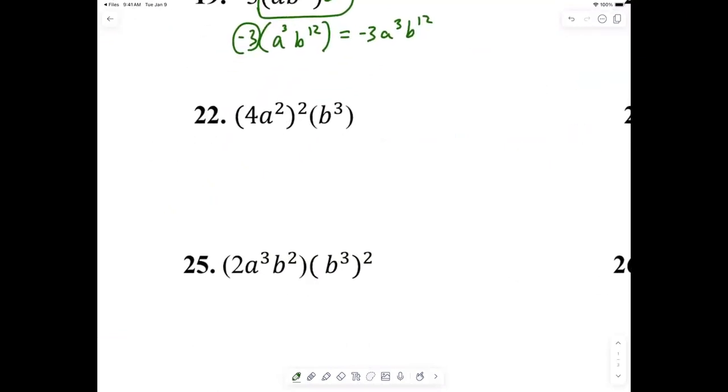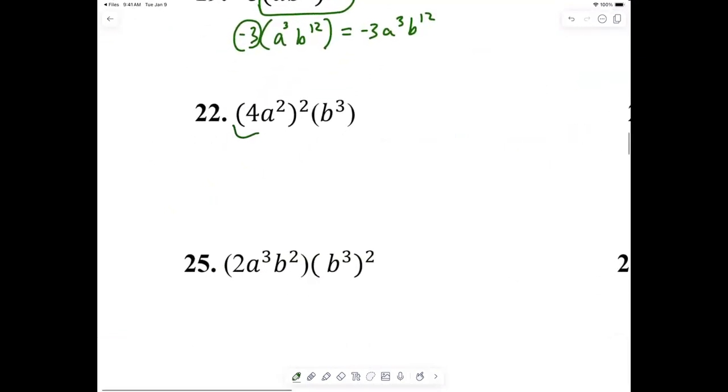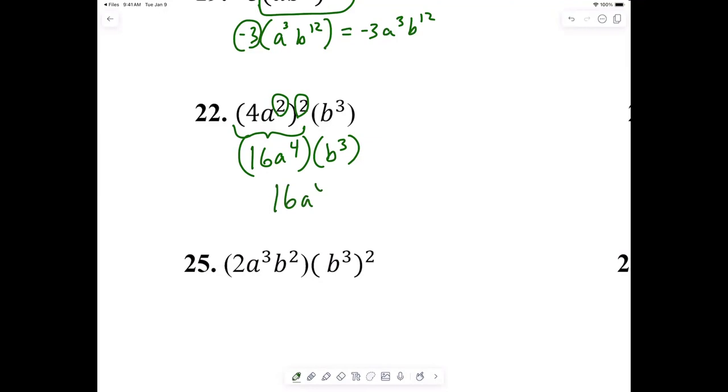22. Okay, so we got a problem here, sunshine. So you got to do this first. What does that simplify to? 16. Power to power. Yes, ma'am. Good job. And now, is there anything I can do with that? No, you can't put A's with B's. So that was it. Anybody have any questions with 22?